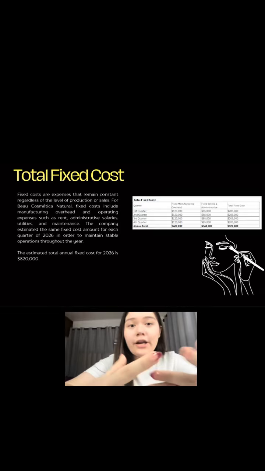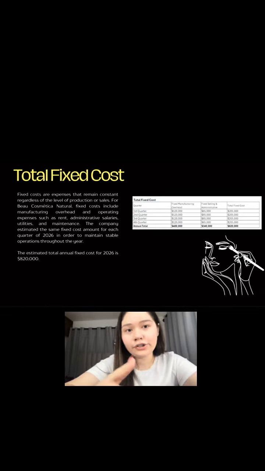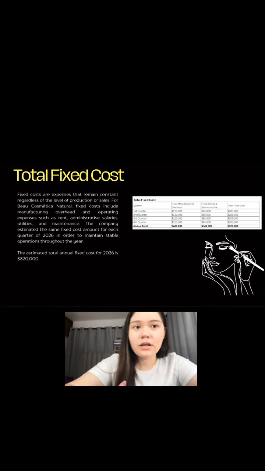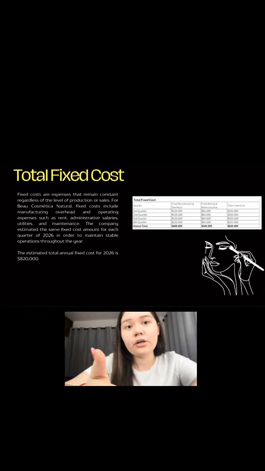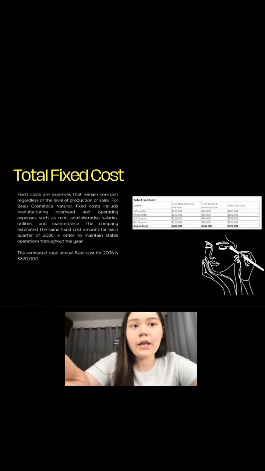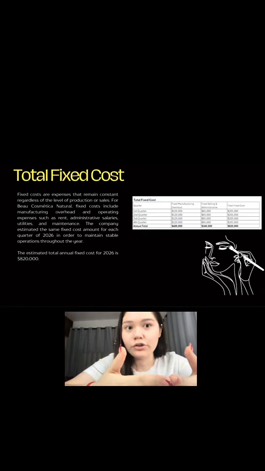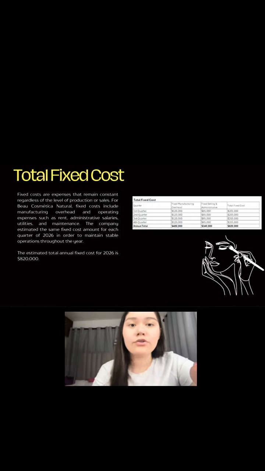And well, our next slide, we are continuing with the CVP analysis for the company, and it is the total fixed cost and total variable cost. First, the fixed costs remain constant regardless of the number of units produced or sold. The company estimates annual fixed manufacturing overhead of $480,000 and fixed operating expenses of $340,000. This results in total annual fixed cost of $820,000.